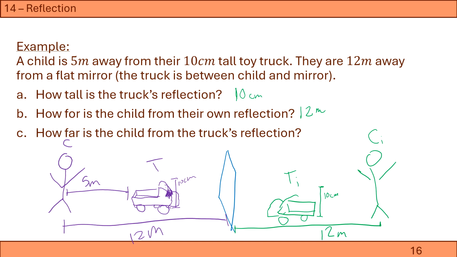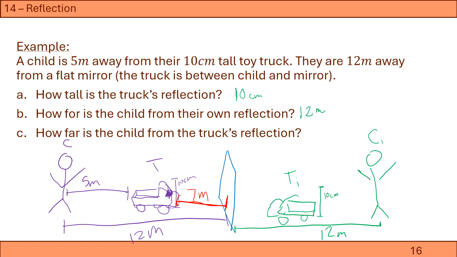How far is the child from the truck's reflection? This one is just a touch more tricky. Well, since the truck is 5 meters away from the child, and the child is 12 meters away from the mirror, we can use this over here. Let me draw in red. Over here, this distance from the truck to the mirror is 12 minus 5, or 7 meters. That's the only way to make this work geometrically.